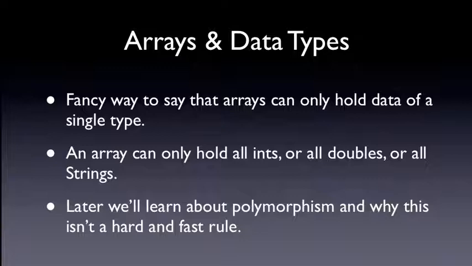type. Later on in the semester, in the next week or two, we'll talk about this idea of polymorphism, and this really isn't a hard and fast rule, but this week it is. Later on we'll look at how we can get around this. How do you build an array that can hold objects or data of multiple data types, and that's something we'll look at later. But for this week, when you're building your arrays, they can only hold one data type. So just remember, our arrays can only hold data of one type.